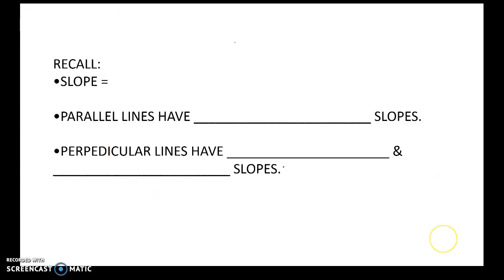Okay, then lastly, I just need you to have these in your notes. So recall slope is the change in the y values over the change in the x values. Where does that come from? I subtract my y values divided by the difference of my x values. We can also determine slope using our slope triangles. Change in y over change in x.